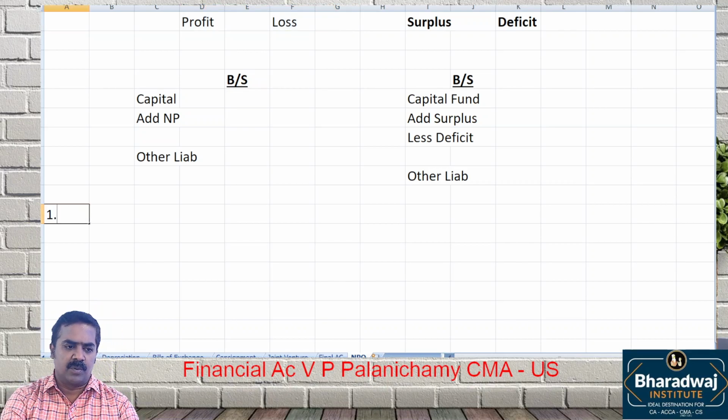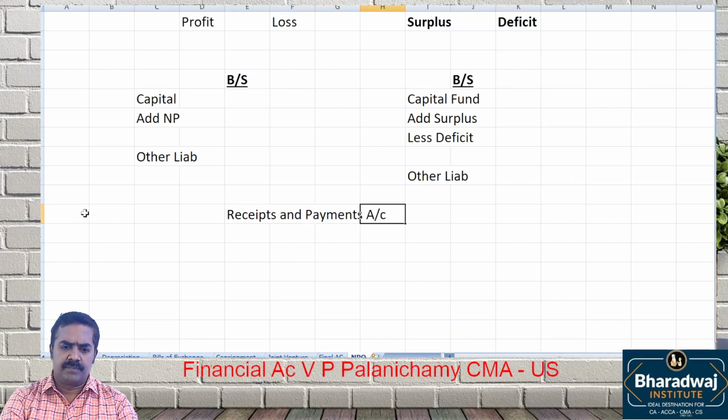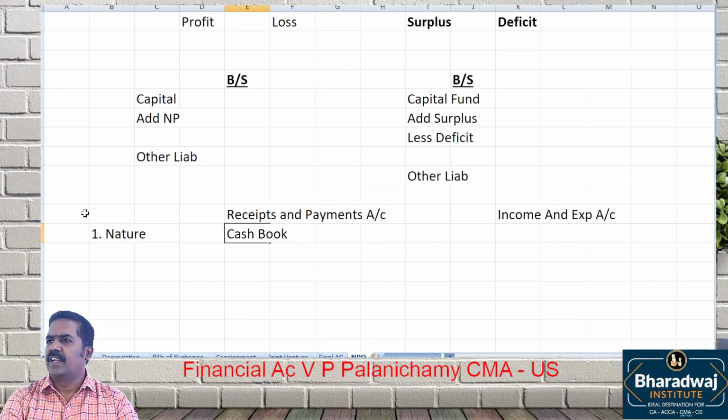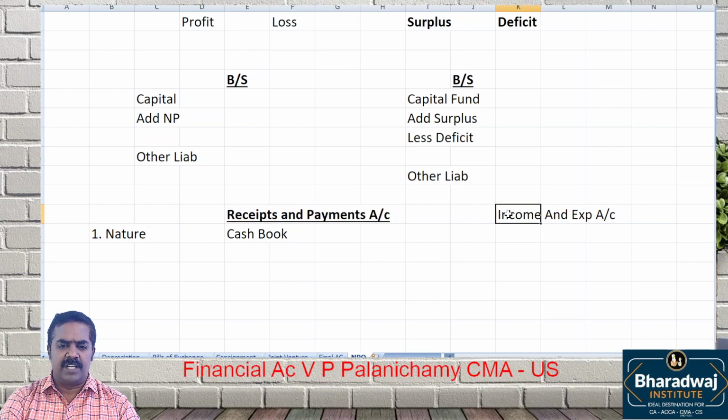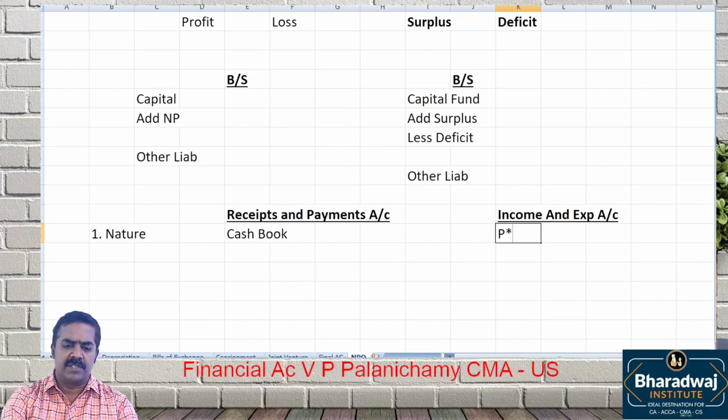What are the special things? Number one, a non-profit organization prepares a receipts and payments account and the income and expenditure account. Simple. If you look at the nature, receipts and payments account is like a cash book. In the cash book we record receipts and payments. That is what the receipts and payments account is. And if you look at income and expenditure account, the nature is like P&L. It is like which account?